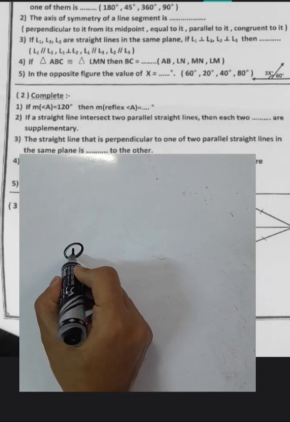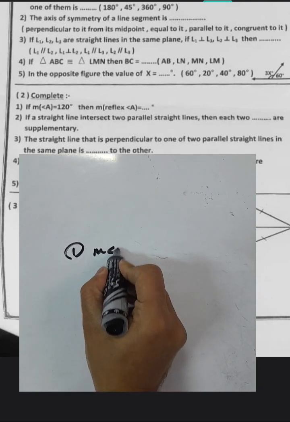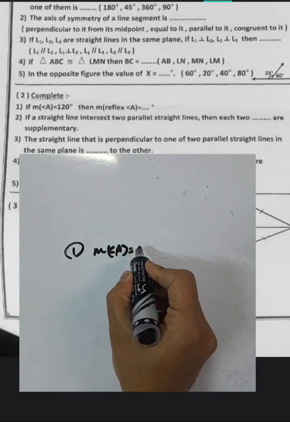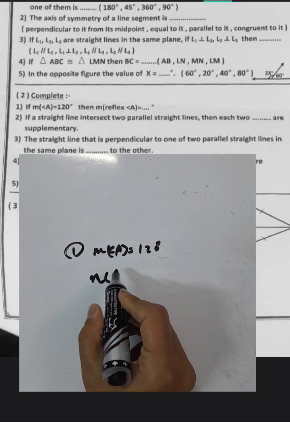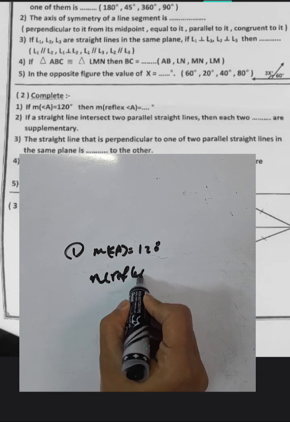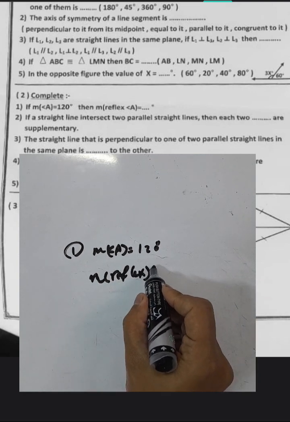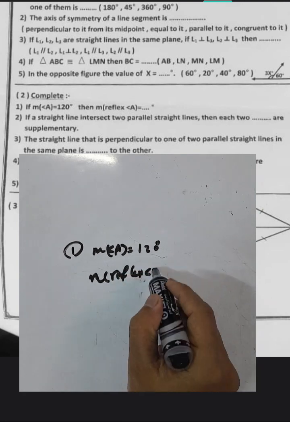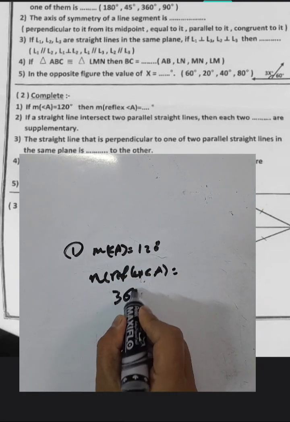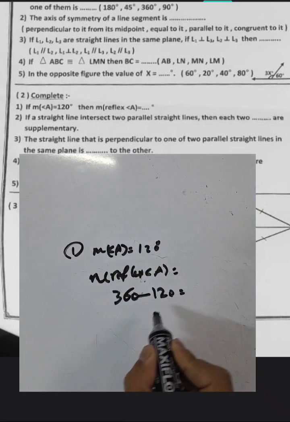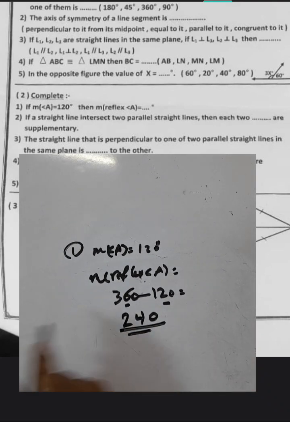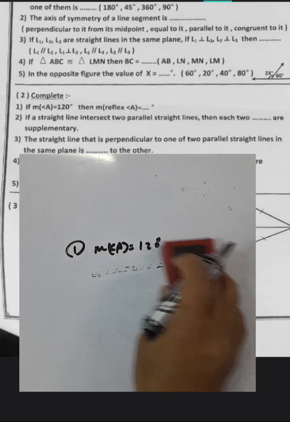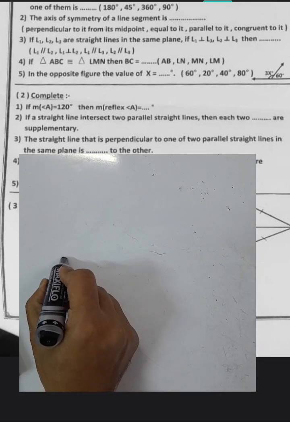Number 1. The measure of angle A equals 120 degrees, then the measure of reflex angle A will be 360 subtracted by 120. 6 minus 2 equals 4 and 3 minus 1 equals 2. The result will be 240. It's the reflex angle. Next question, number 2.